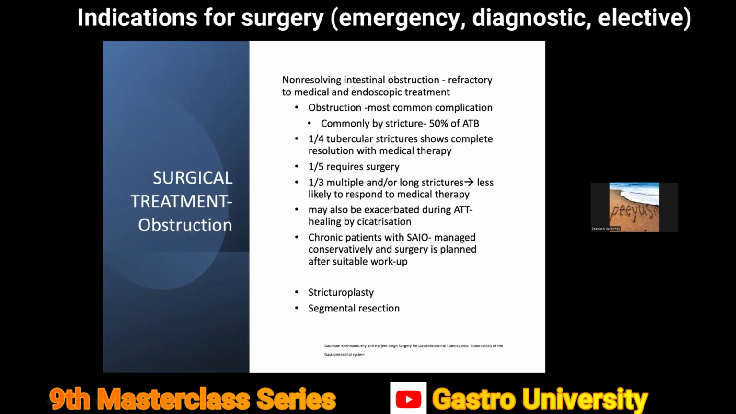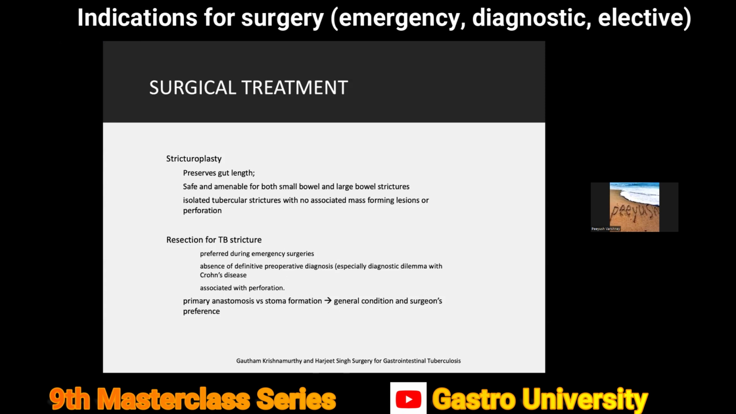For non-resolving intestinal obstruction, which is refractory to medical and endoscopic treatment, surgery is usually required. Obstruction is the most common complication, mostly by strictures, in 50% of abdominal tuberculosis. 1/4 of strictures may heal with medical therapy, but 1/5 will require surgery, and 1/3 of these are long strictures and less likely to respond to medical therapy. Another indication is that when there is healing and fibrosis, these strictures may exacerbate and lead to obstruction and will require surgery. So the surgeries are stricturoplasty and segmental resections.